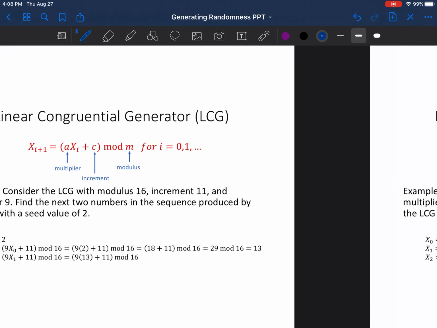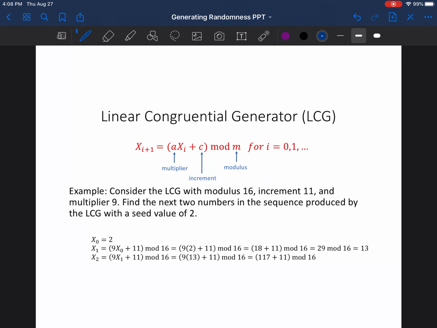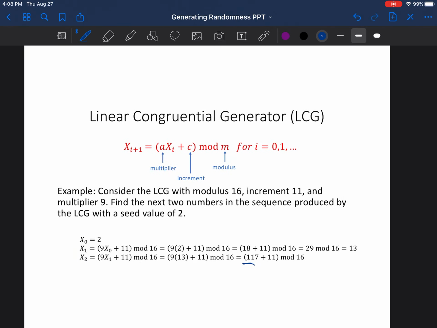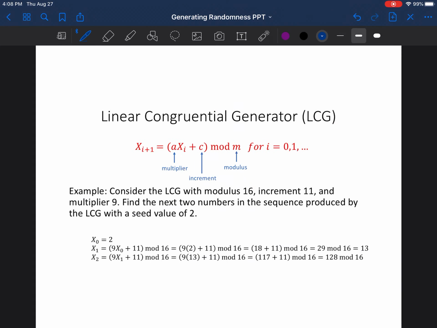And this, of course, is going to be 9 times 13 plus 11 mod 16. Pushing that calculation through, we get 100. 9 times 13 is 117. Plus 11 will be 128 mod 16. And 128 mod 16 is 0, because that goes in evenly. Okay, we can do more.